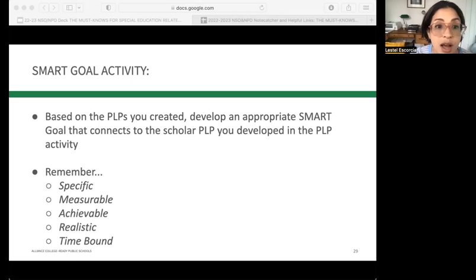Within your note catcher, there are some examples of what the annual goal could look like and what the incremental goals could look like. If you want to use that as a guide, you can also go back and look at the slides that we just covered. So go ahead and take that time.